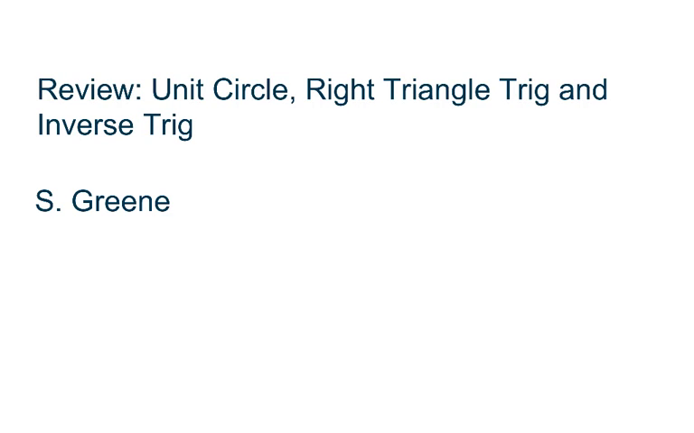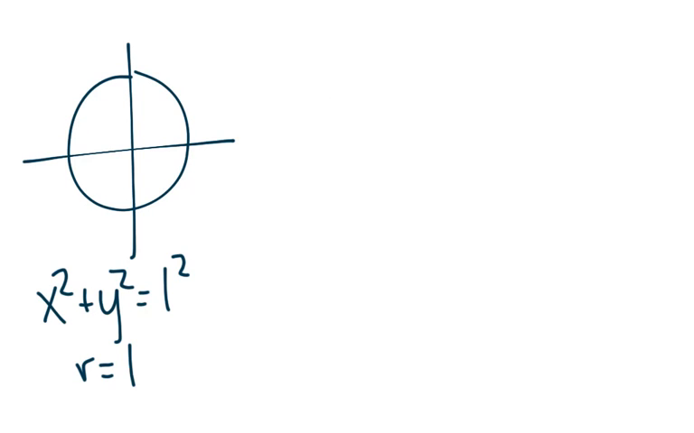This video is a review of the unit circle, sine, cosine, tangent, and the inverse trig functions arcsine, arccosine, and arctangent. Remember, the unit circle is a circle with the equation x squared plus y squared equals 1 squared. So this comes from the generalized formula of a circle, x squared plus y squared equals r squared, except for the fact that our radius here is 1.